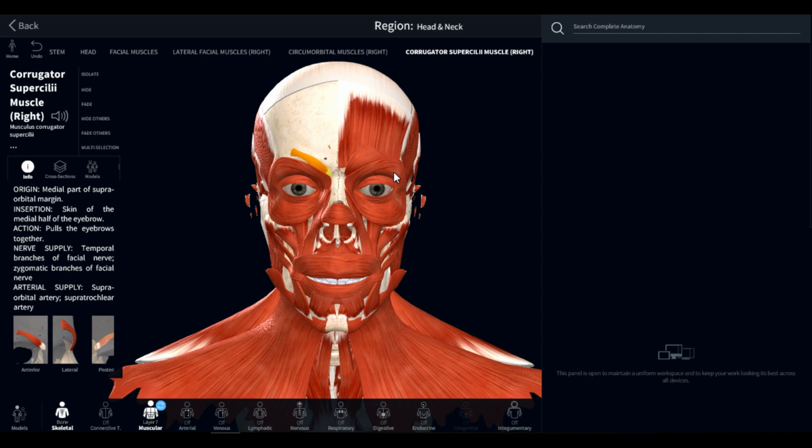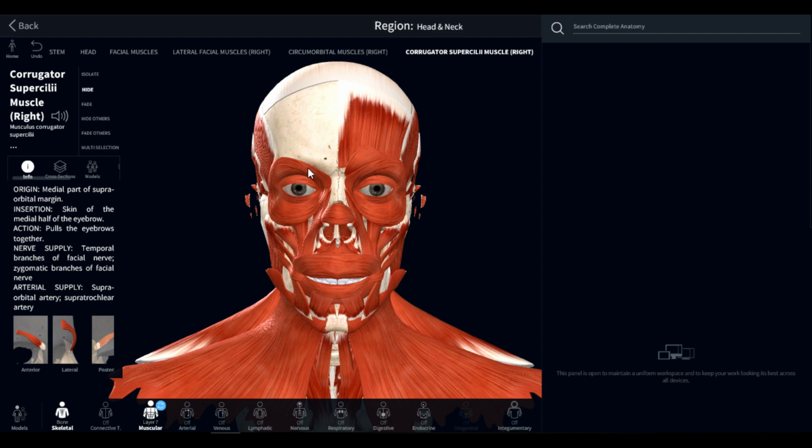Now, the corrugator supercilii is supplied by the same nerve, so it's supplied by the temporal branch of the facial nerve, and the arterial supply comes from the supraorbital artery of the ophthalmic artery.